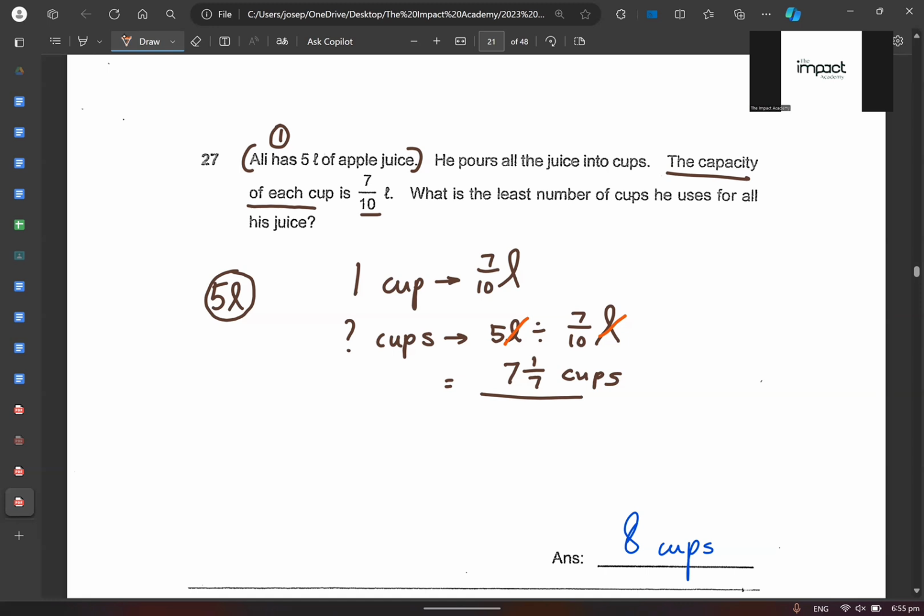How can I round down to 7? Why not? Because if I round down to 7, what happens to the 1 over 7 cup of juice? I still have to put that somewhere, right? So you have to round up. That's the reason why we say 7 plus 1, that gives me 8 cups. And therefore, the least number of cups he needs to use for all of his juice has to be 8 cups.